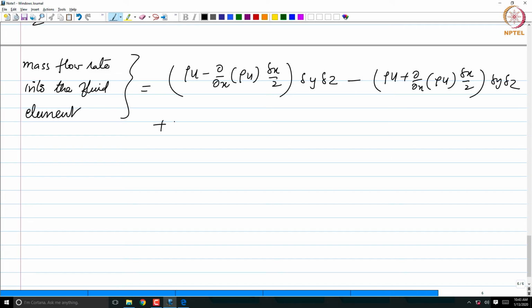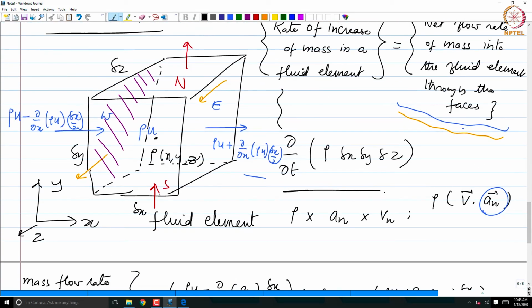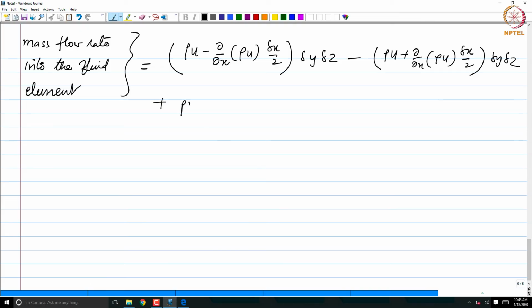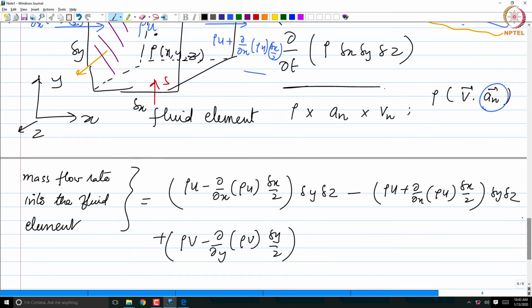What will be the mass flow rate entering through the south phase? So we have to consider the velocity that is normal to the surface. Normal to the surface, the velocity component is v, and v is represented here. So it will be rho v minus partial y of rho v times delta y by 2, since I'm coming in the y direction. Times what would be the cross-sectional area? Delta x, delta z, right? So that is essentially this cross-section area that we have, that is this guy.